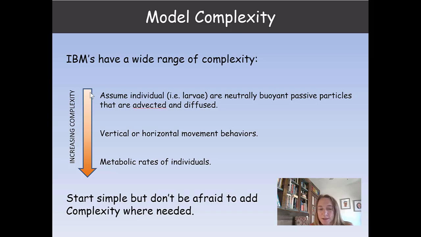So starting from the least complex, we could assume that an individual, for example our larvae, are neutrally buoyant passive particles that are simply advected and diffused around our system. Adding complexity, we might then give our individuals vertical and horizontal movement behaviors. For example, maybe add in some diel vertical migration. Getting more complex again, our individual particles could have metabolic rates applied. For example, growth rates, grazing rates, mortality rates, etc. And yet more complexity will be to add in predation pressures upon our individuals. So it's always good to start simple, but don't be afraid to add complexity when and where required.